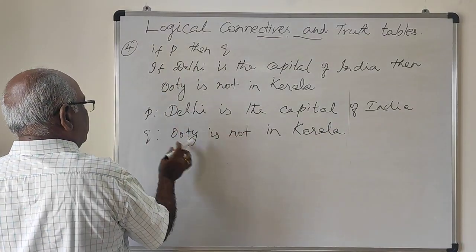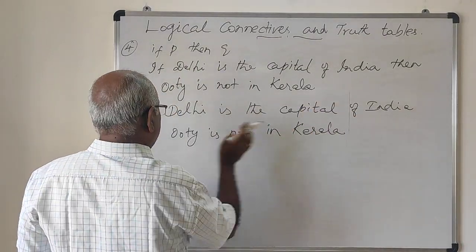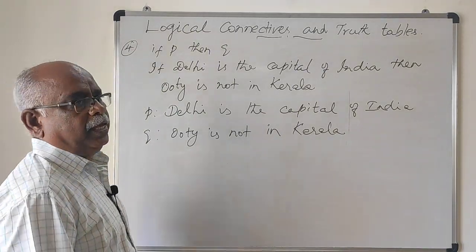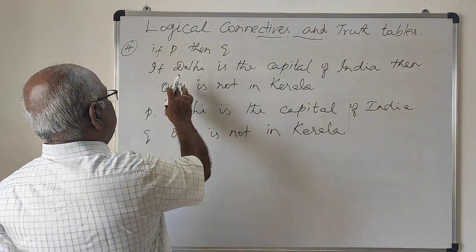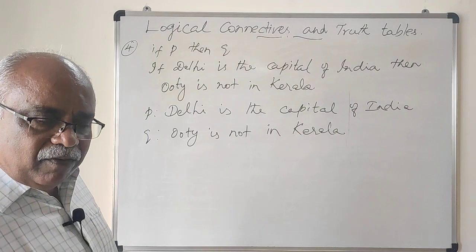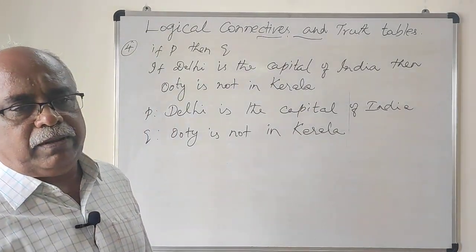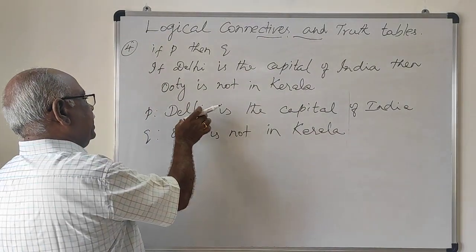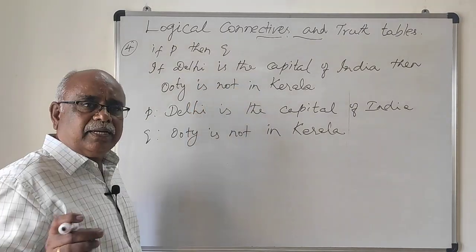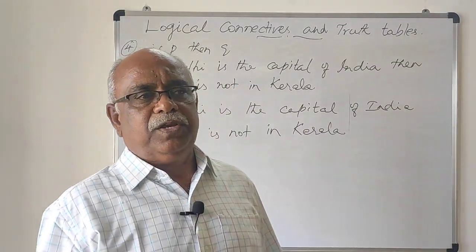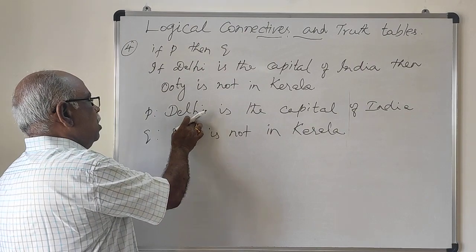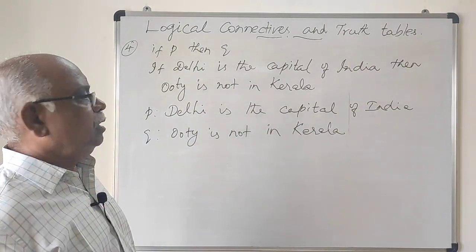To connect these two statements, if Delhi is the capital of India, then Ooty is not in Kerala. These two, P and Q, are not going to imply any meaning. Connection of these two sentences will not give any meaning. Meaning is not necessary. Meaningful sentences need not imply.